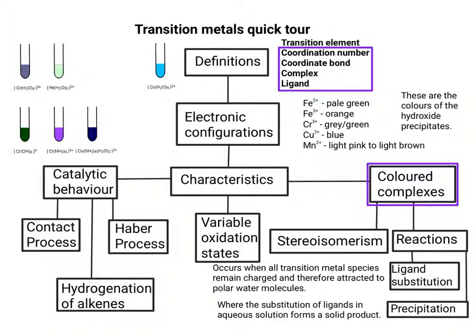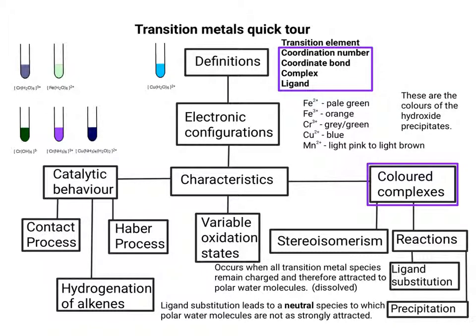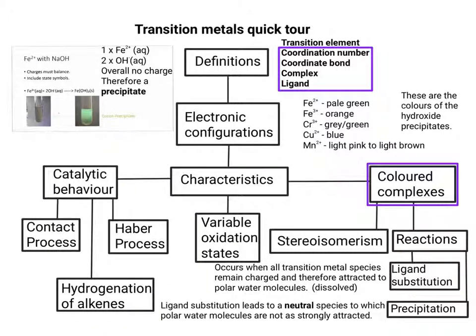So in order for ligand substitution to happen, the transition metal species remain charged and therefore attracted to polar water molecules, and as such remain dissolved. The ligand substitution in precipitation reactions leads to a neutral species to which polar water molecules are not as strongly attracted, hence the precipitate. A typical example might be Fe2+ reacting with sodium hydroxide to produce iron(II) hydroxide precipitate. In this species you've got one iron 2+ ion and 2 hydroxide ions, therefore the charges balance each other out. Overall there's no charge, so you get a precipitate.